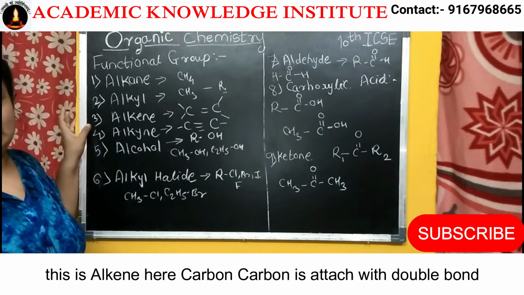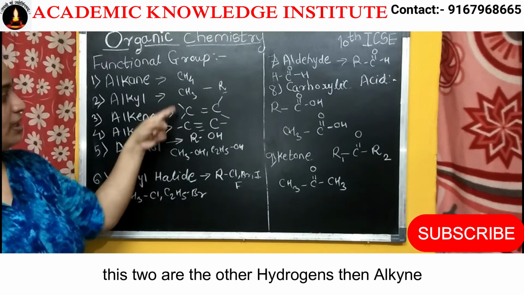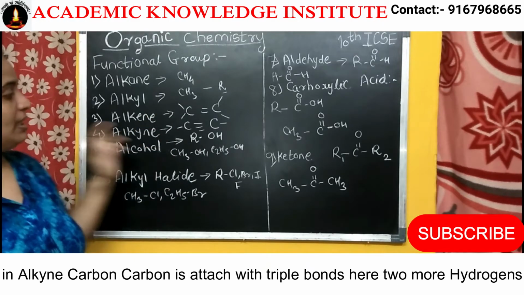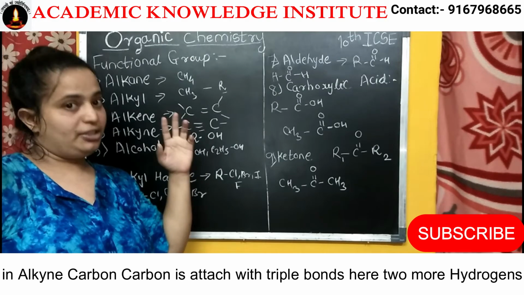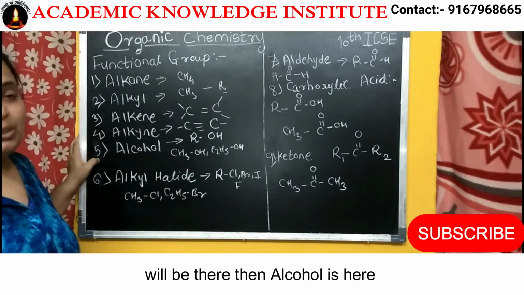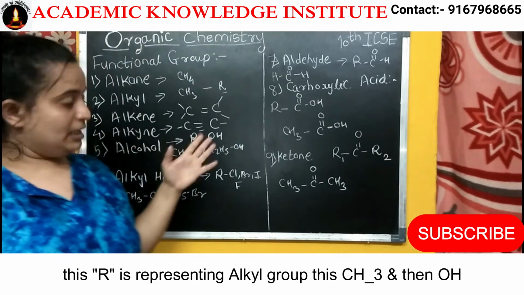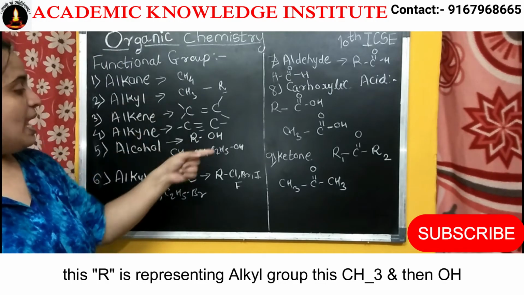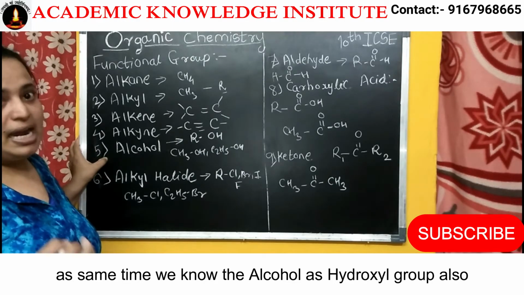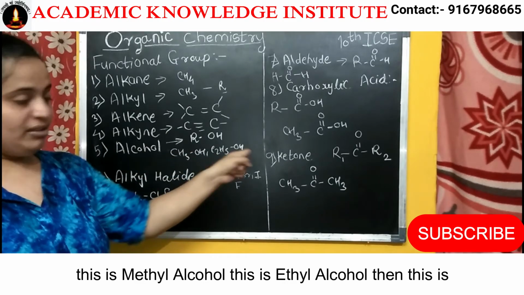Then this is alkene. Here the carbon is attached with a double bond, and here the two other hydrogens. Then alkyne, here the carbon is attached with a triple bond, and here the two more hydrogens will be there. Then the alcohol is there. This R represents the alkyl group, this CH3, and then OH. We also know the alcohol as a hydroxyl group. So this is methyl alcohol, this is ethyl alcohol.